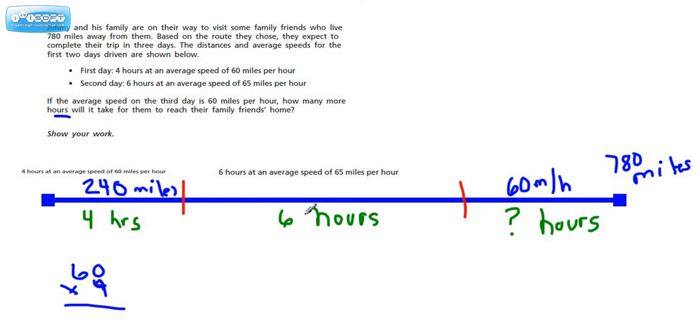All right, to get this, if we're going for 6 hours and we're going 65 miles in 1 hour, that means we would multiply 65 times 6 to get how far they went in the 6 hours that they traveled on day 2. And if we do that, we're going to get 390 miles.